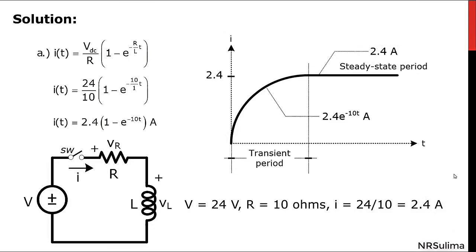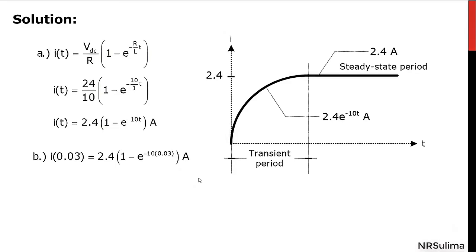Therefore, it is really important to remember that for a series RL circuit with a DC voltage source, as time approaches infinity, the inductor will act as a short circuit during the steady state period.